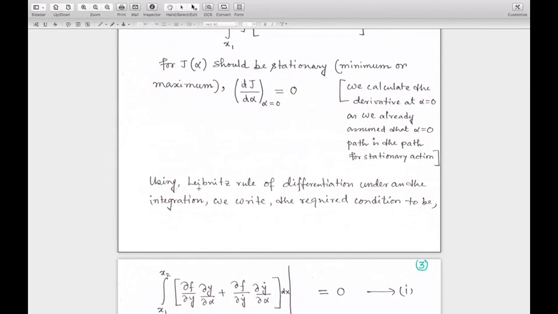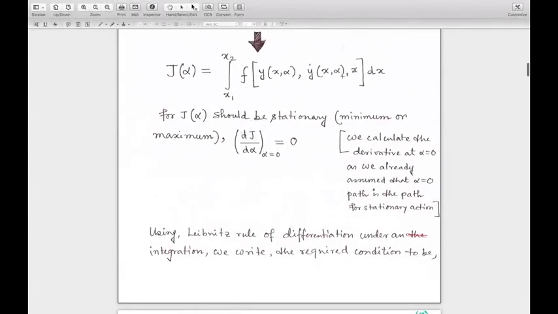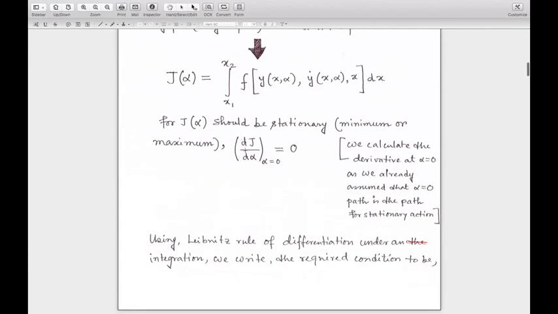Now if we use the Leibniz rule of differentiation under an integration, the d/dalpha basically enters the integration as partial del alpha, because alpha and x are mutually independent. The d/dalpha just enters like a partial differentiation with respect to alpha. So finally you can say that the condition for stationary J is nothing but d/dalpha of the integral of f dx equal to 0, which is equivalent to the integral of del f/del alpha dx equal to 0.